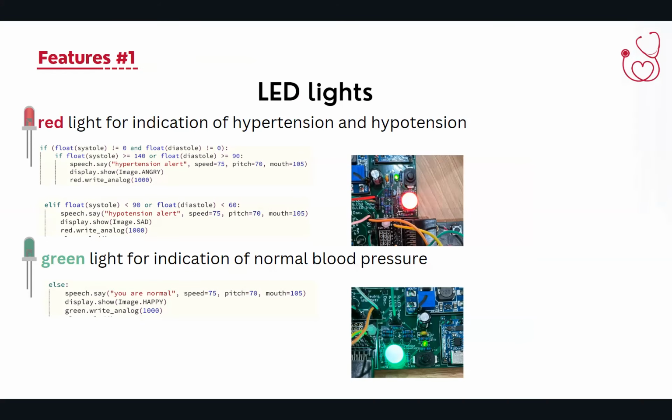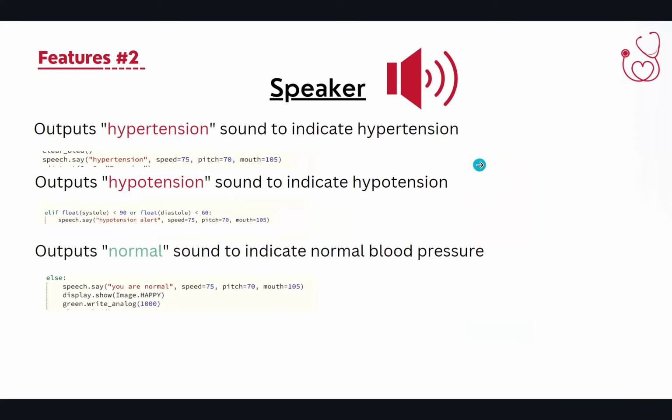So our first feature is LED lights. We connect a red LED light to indicate hypertension and hypotension disease. We use the red.right analog function to indicate the red and green lights. And the green LED light, we connected it to indicate normal blood pressure. Next, the second feature is speakers. We connect speakers to output a hypertension sound to indicate hypertension, a hypotension sound to indicate hypotension, and also a normal sound to indicate normal blood pressure.